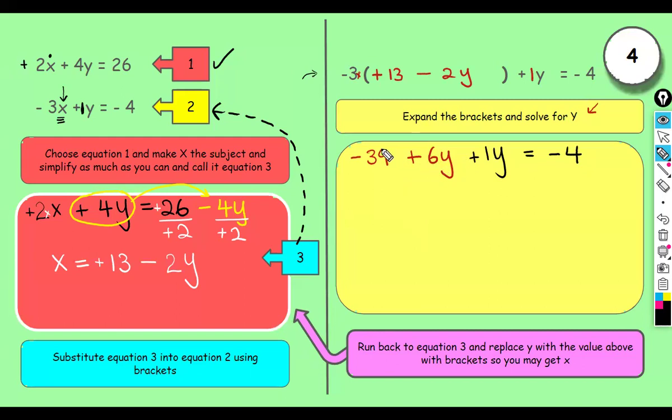So we want to solve for y. So whoever doesn't have a y, like this minus 39 here, the zombie, throw him across. Minus 39, when you throw him across, becomes positive 39. So let's simplify here. Add up all the y's. It's easy. Positive 6y plus 1y is positive 7y, is equal to minus 4 plus 39. I think that's positive 35.